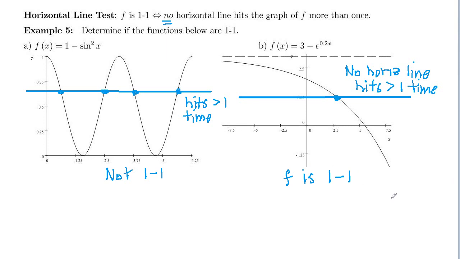So the horizontal line test is a nice test for one-to-one if you have the graph of the function or if it's an easy function to graph. Of course, technology can help you out there too. If you can graph this with technology, you can tell right away many times whether it's one-to-one.